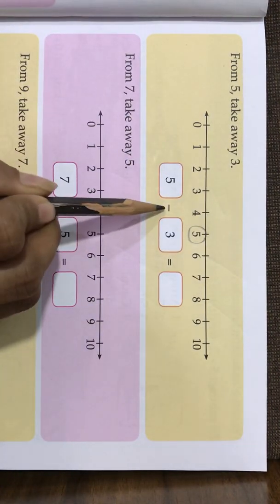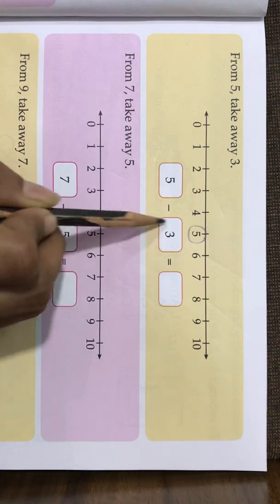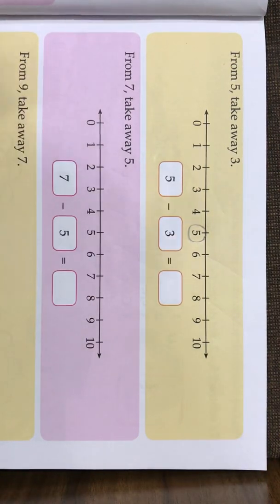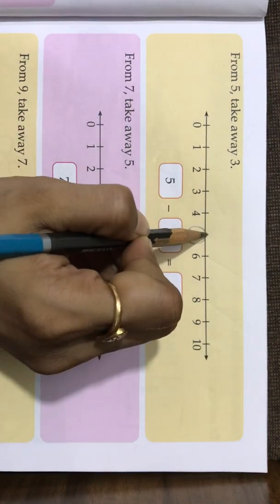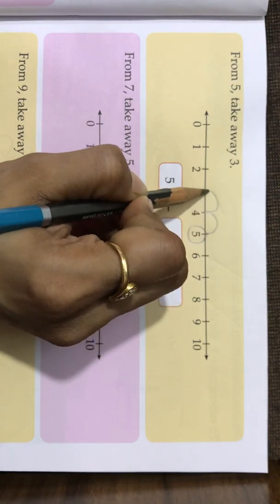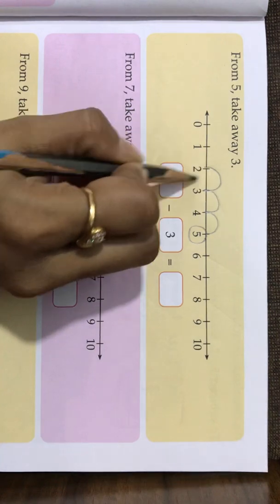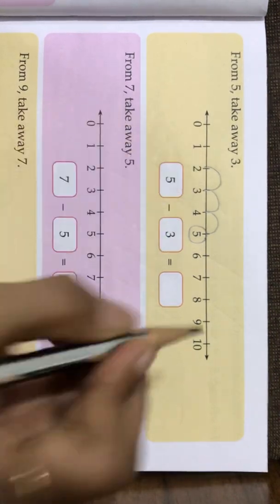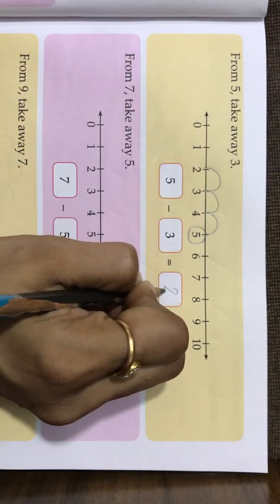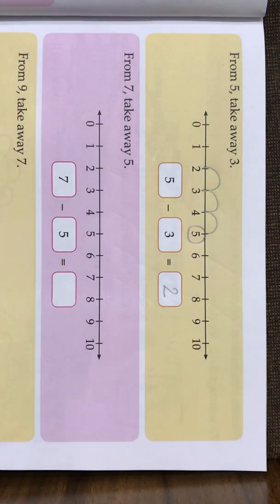Now, I have to go back 3 steps. 3 number go back. 1, 2 and 3 steps backward. I reach at number 2. 5 minus 3 is equal to 2.